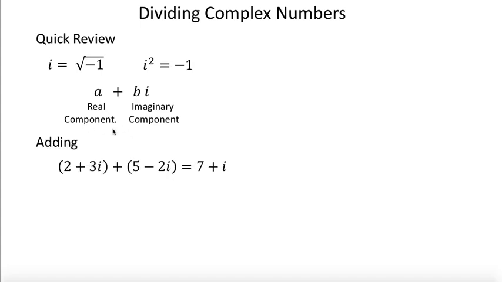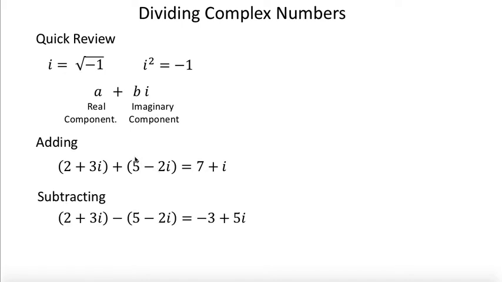Okay, when you're adding two complex numbers, you add the real components, 2 plus 5 is 7, and you add the imaginary components, 3 plus -2 is 1. So it's just like adding like terms in normal algebra. Same with subtracting. You subtract the real parts from each other, you subtract the imaginary parts from each other. And if you add two complex numbers, you end up with one complex number. You subtract two complex numbers, you end up with one complex number.